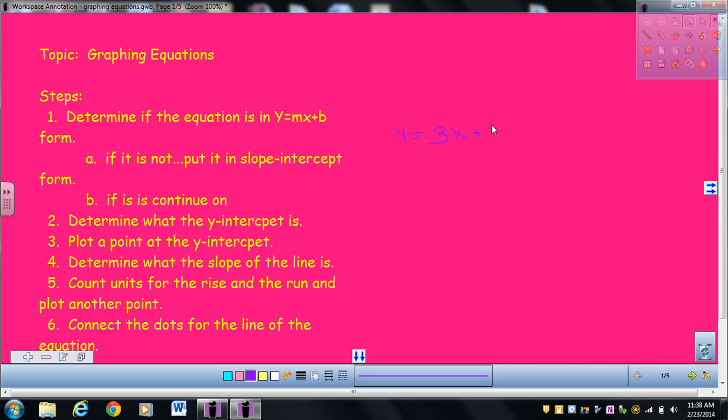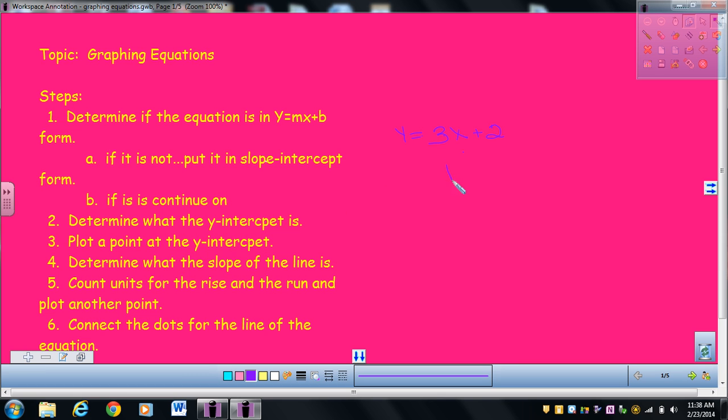plus 2, and we're going to determine first, is this equation in y equals mx plus b form? Yes, it is, but if it weren't, then you would need to make it in this form before you could continue. The next thing that I have to do is determine what the y-intercept is.